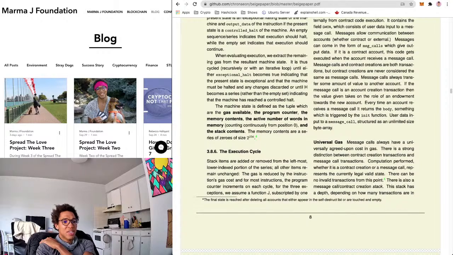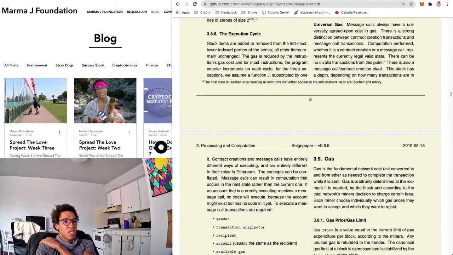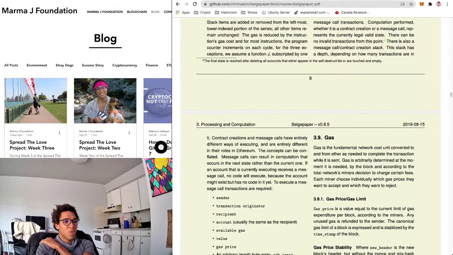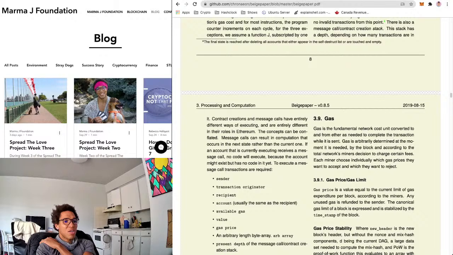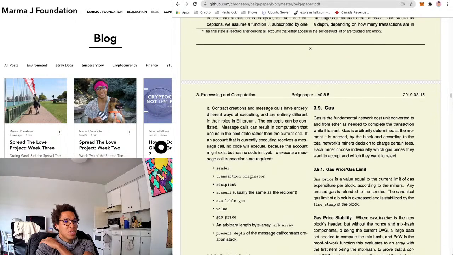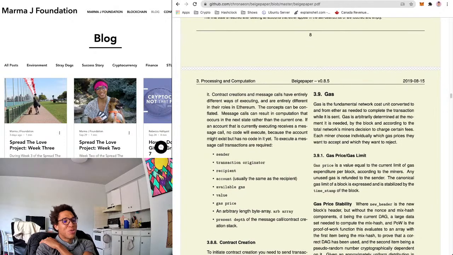This stack has a depth dependent on how many transactions are in it. Contract creations and message calls have entirely different ways of executing and are entirely different in their roles in Ethereum. The concepts can be conflated. See, this I've already learned, but I completely forget why. Why are they different? Make them all the same.